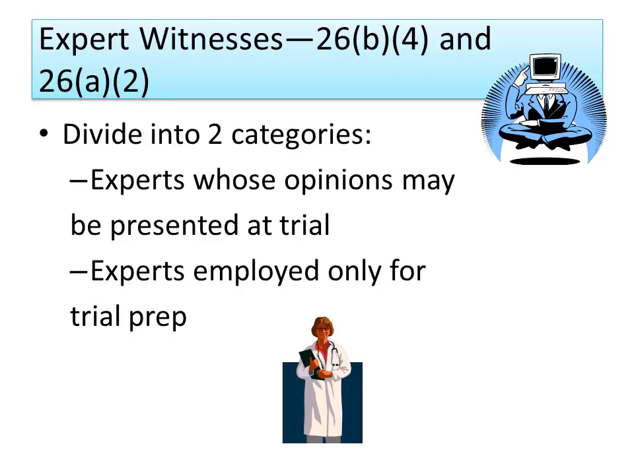So the rules on expert witnesses, which are divided into two parts of Rule 26, A2 and B4, are really about dividing expert witnesses into two categories. That is, experts may be presented at trial who ought to be made known to the other side, right? If you're going to use an expert at trial, the other side has a right to know about it. They have a right to know about the expert's qualifications and credentials and what the expert is going to say, and they're probably going to want to depose that expert.